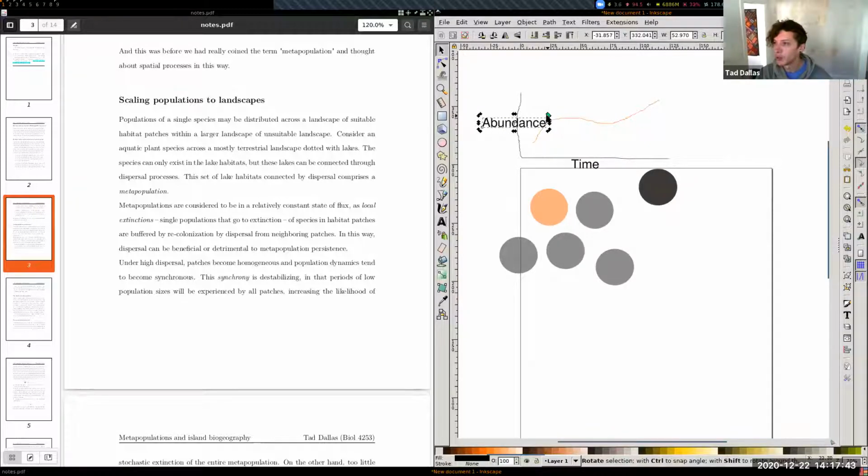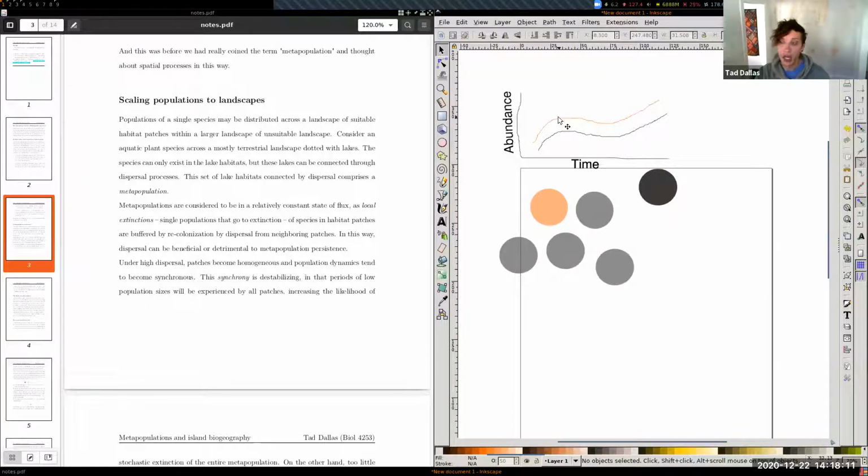Synchrony occurs when the population dynamics of two loosely connected sites, connected through dispersal, have really similar population dynamics. It can be lower or upper, but it would just mirror. That black line is this site and the population dynamics of that site over time, and the orange line corresponds to this site. These are synchronous.